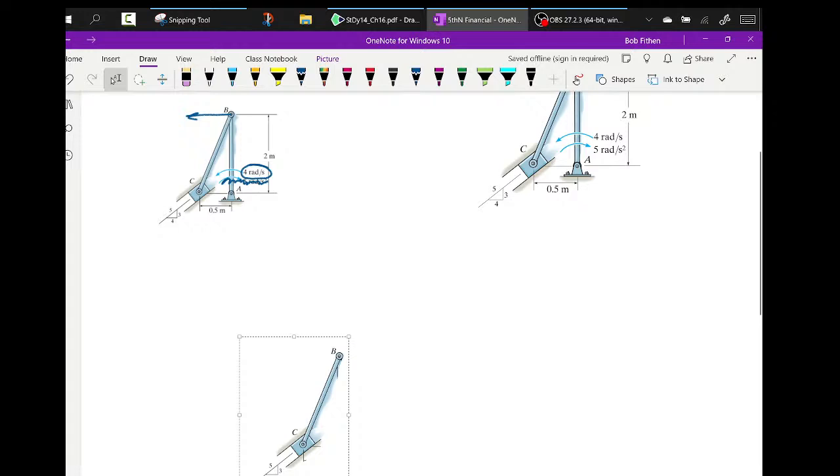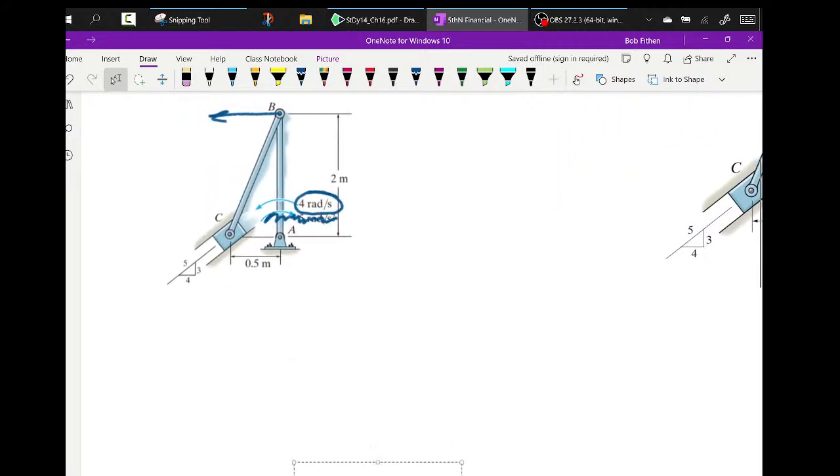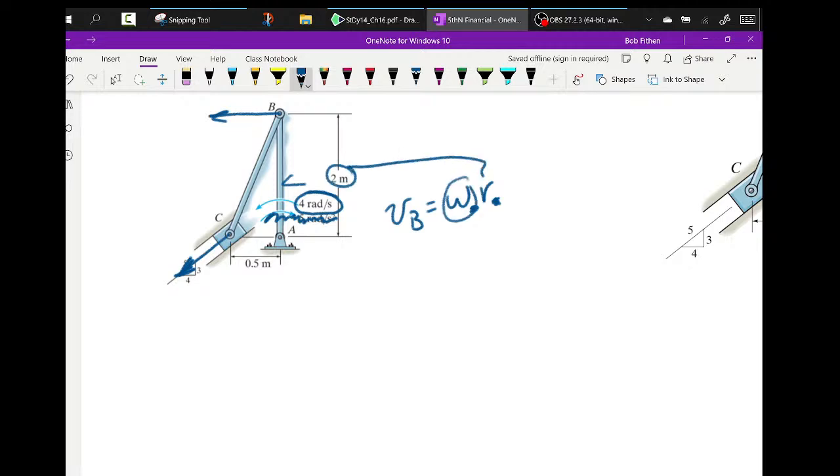If you look at this, I'm just going through it in an instant center kind of way. So you know this velocity is going to probably go in this direction. Therefore, because of this link, this velocity is known. I can put it down: velocity of B is equal to omega times R. The R in this case is 2. The omega in this case is 4. Velocity of B is 2 times 4, which is 8.